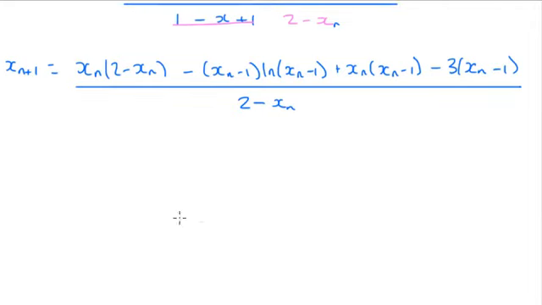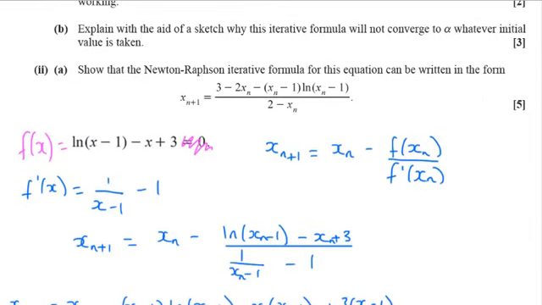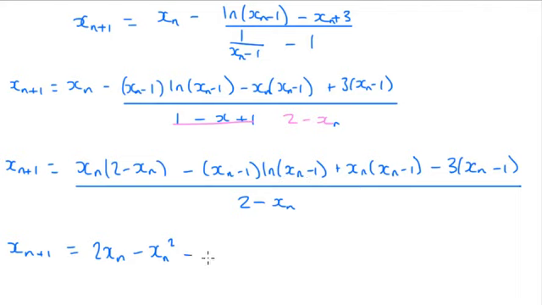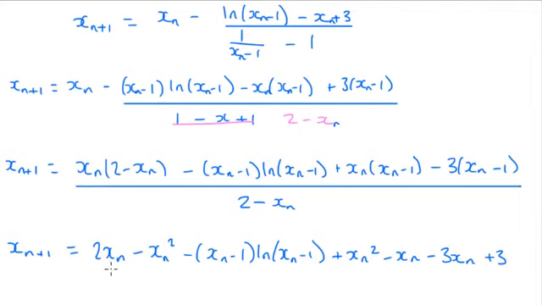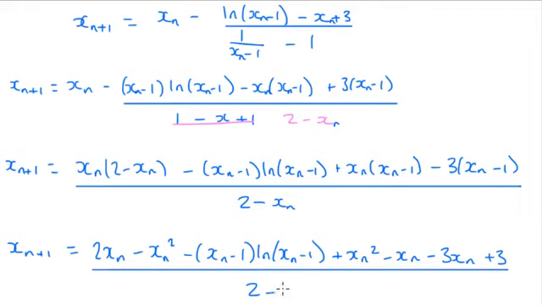So if we tidy up the top, hopefully we'll get what they had up there. So we've got 2xn minus xn squared. I think they just had the xn minus 1. Yeah, they've not expanded that bracket that we've got here, so I won't either. There'd be no point in doing that, because it's not going to simplify it any further. Plus xn squared, take xn, take 3xn, plus 3, all over 2 minus xn.